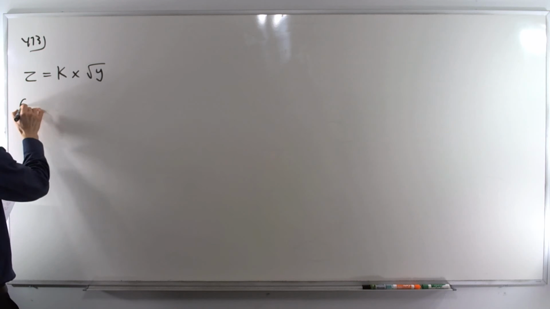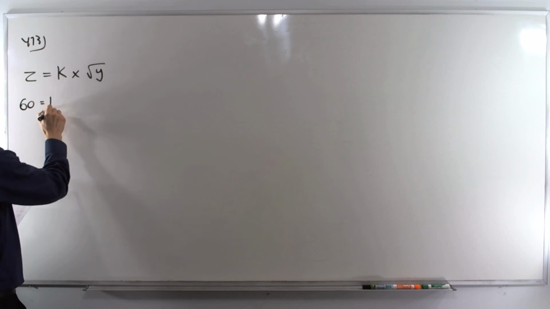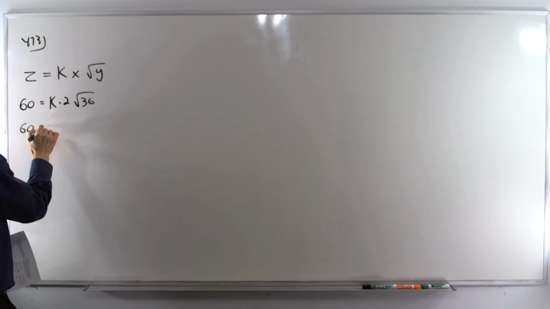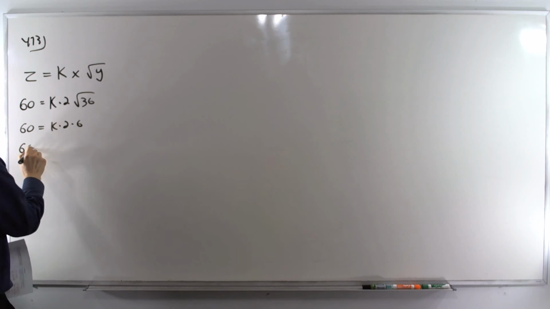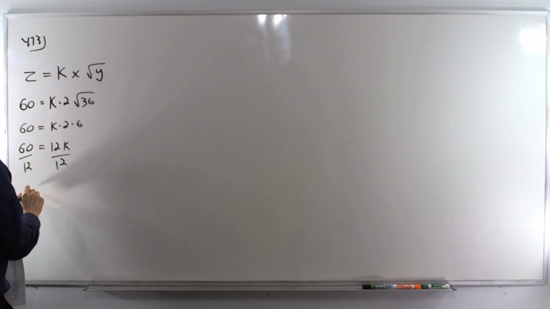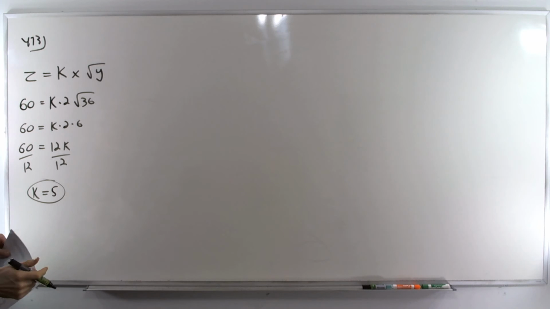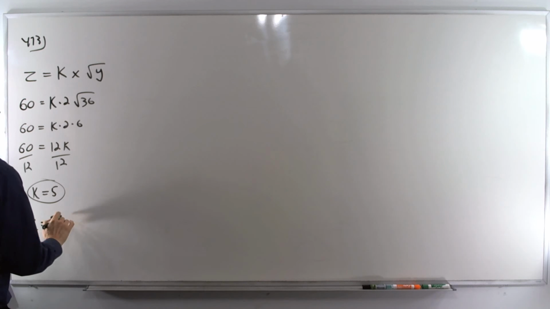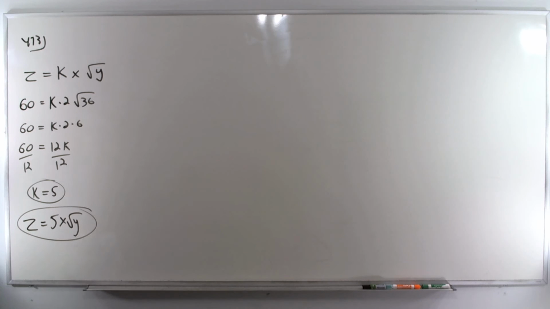Z equals 60 when x equals 2 and y is 36. Square root of 36 is 6. So that's 12k, divided by 12, and k equals 5. So there's our constant of variation. That means we can get an equation, z equals 5x square root of y. And there's the equation of variation.